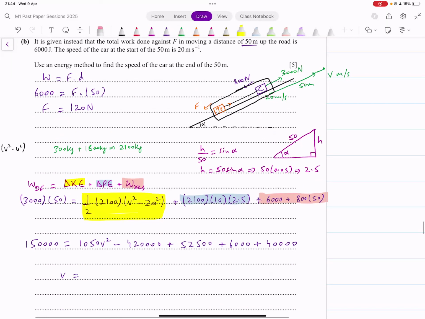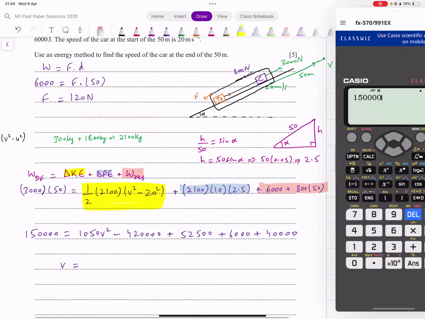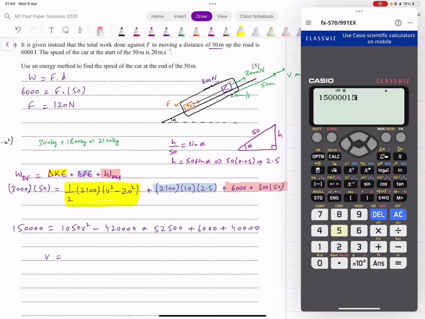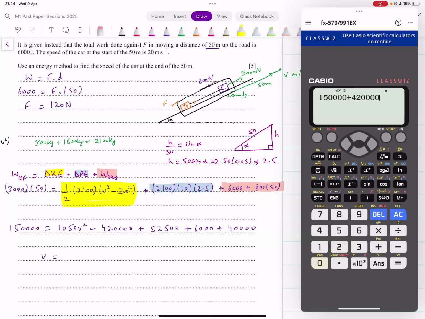Okay. Now you can see what the value of V turns out to be from here. 150,000 plus 420,000 minus 52,500 minus 6,000 minus 40,000 divided by 1050, square root of that, 21.19. Can somebody confirm this? Is that what we get?